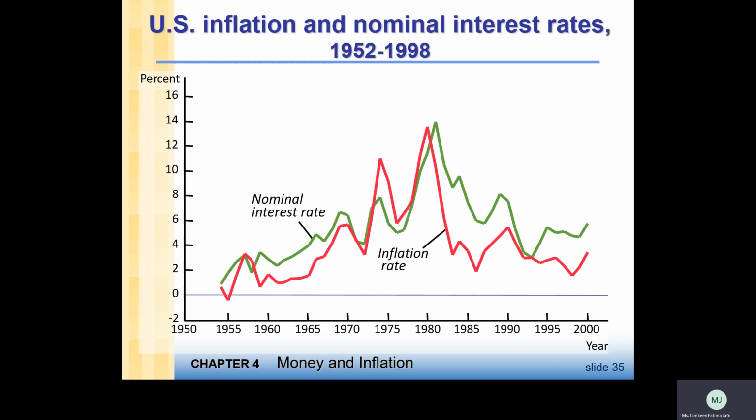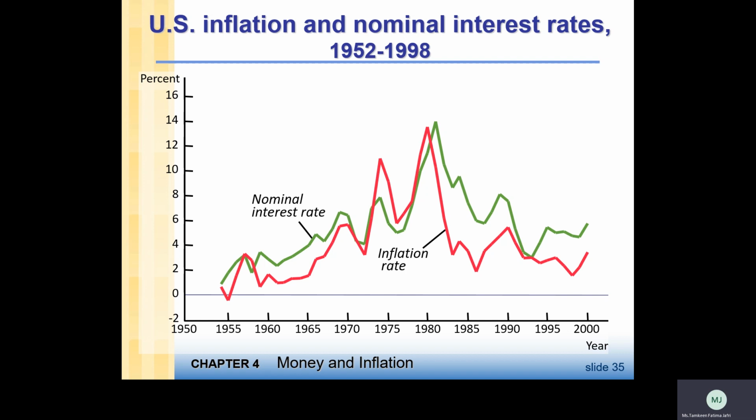And what you see on the screen now are inflation rates and nominal interest rates for the US economy from the year 1952 to 1998. So you can see pretty clearly that as inflation moves, more or less the nominal interest rate moves the same way. The Fisher equation says there should exist a one-to-one relationship between the two. And this diagram more or less supports that: when inflation is increasing, the nominal interest rate is also increasing, and when inflation decreases, we see the nominal interest rate also decreasing. So this actually supports the Fisher equation and the Fisher effect.